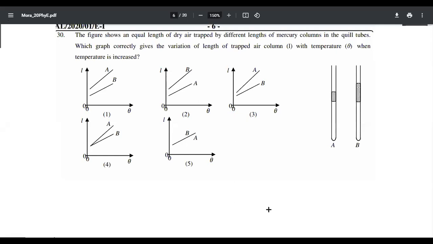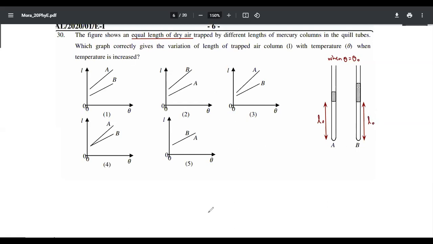Right. Next question is the 30th one. The figure shows an equal length of dry air. This is very important. The figure shows an equal length of dry air trapped by different lengths of mercury columns. Equal length of dry air. Okay. So initially lengths are equal. Remember, the lengths are equal. Therefore, I will take the temperature. Initially, maybe they are at room temperature. So let's say temperature is equal to theta naught. Length is L naught.